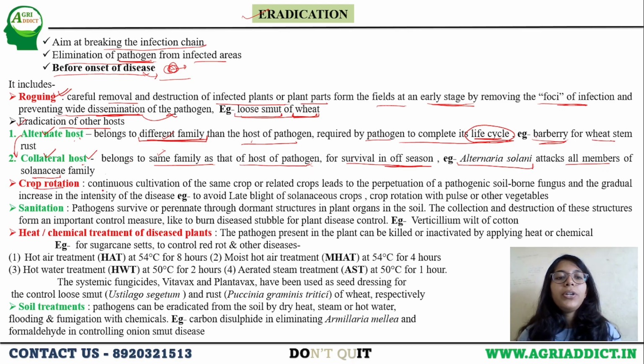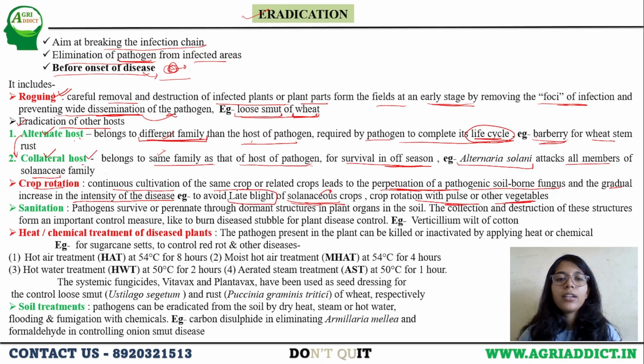Crop rotation. We know that continuous cultivation of the same crop or a related crop leads to the buildup of the inoculum potential of the soil-borne pathogens, and it results in an increase in the intensity of the diseases. For example, in late blight of solanaceous crops, like potato, crop rotation with pulses or other vegetables is suggested, because in the next season, if we cultivate any other solanaceous crop other than potato, it will cause the recurrence of the same disease.